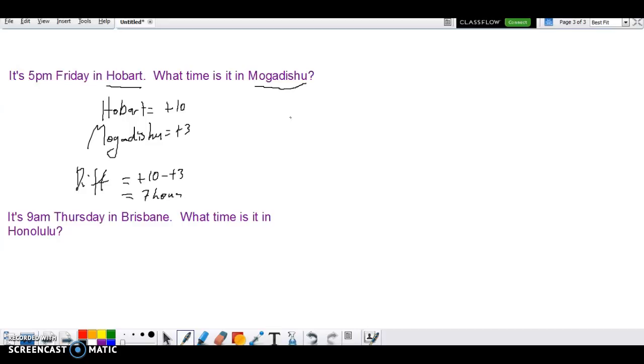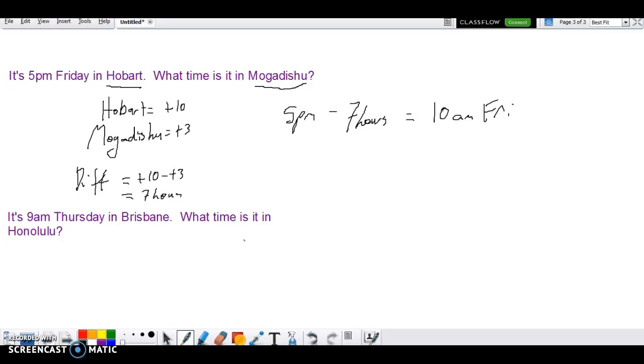Okay, so it's 5 p.m. Friday, and I need to take 7 hours. Okay, well, 5 p.m. take away 5 is going to bring us back to midday, and then we have 2 left to take off, so we take away 2. That makes it 10 a.m. in Mogadishu on Friday.